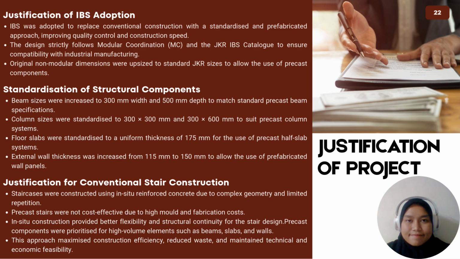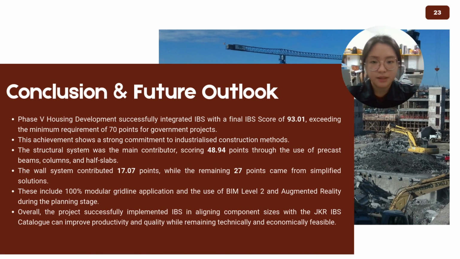Thank you. In conclusion, the Phase 5 housing development successfully integrated IBS with a final IBS score of 93.01, exceeding the minimum requirement of 70 points for government projects. This achievement shows a strong commitment to industrialized construction methods. The structural system was the main contributor in this project, scoring 48.94 points through the use of precast beams, columns, and half slabs, while the wall system contributed 17.07 points, and the remaining 27 points came from simplified solutions.